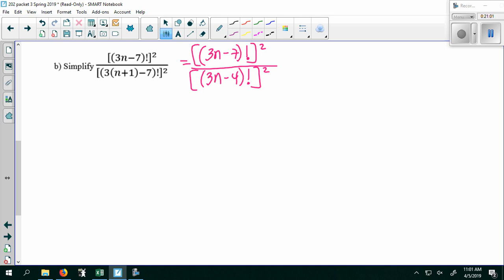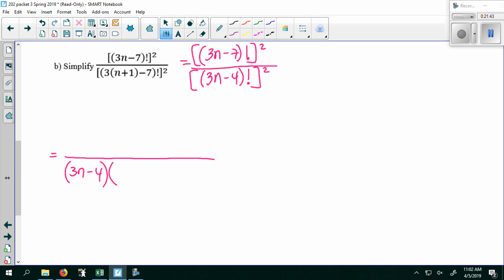All right, what number is bigger? For any positive number n, which is going to be bigger, 3n minus 7 or 3n minus 4? 3n minus 4. Yeah, the 3n's would be equal, but if you subtract 7, it's going to be smaller than if you subtract 4. So the 3n minus 4 is bigger. So let's start in the denominator writing out the factorial for 3n minus 4, because that one's the bigger one. Start with the bigger one. So 3n minus 4 is the first factor.